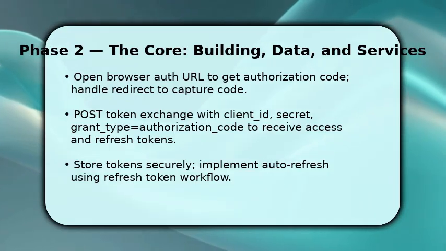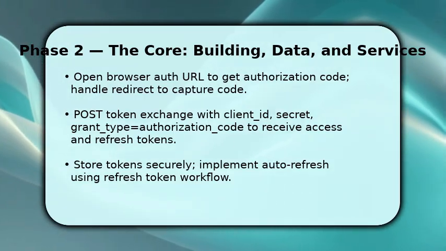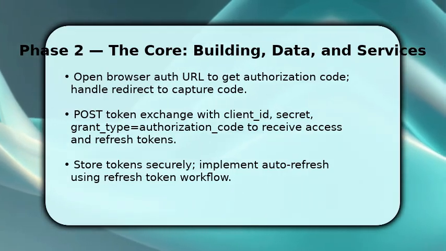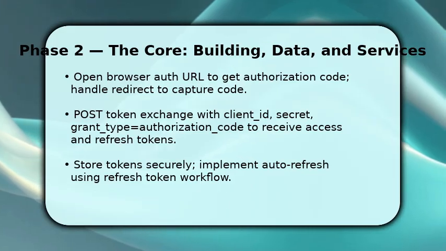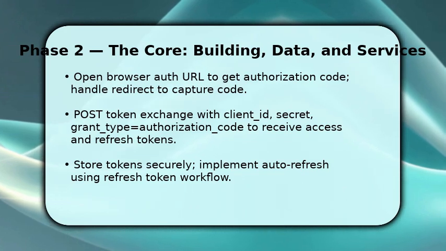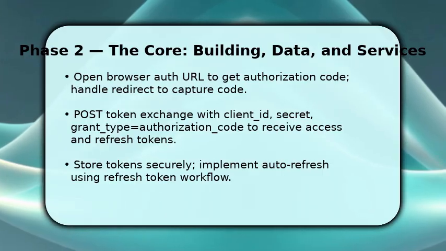Next, post a token request with client ID, secret, and grant type equals authorization code to exchange the code for access and refresh tokens. Once you have tokens, persist them in an encrypted file or environment variable, and implement a refresh routine that uses the refresh token to request new access tokens.